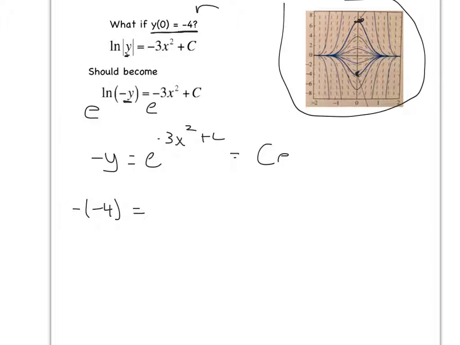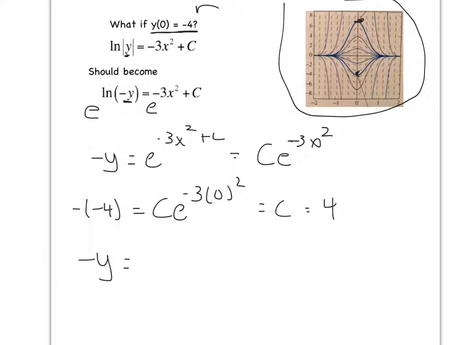And this, using the same trick we had before, would become c e to the negative 3x squared, just like we had before. So then we'd have c e to the negative 3, which really means that c ends up being 4, because we had the negative 4. And so you end up with negative y equals 4e to the negative 3x squared. But then if we solve for y, we end up with y equals negative 4e to the negative 3x squared.